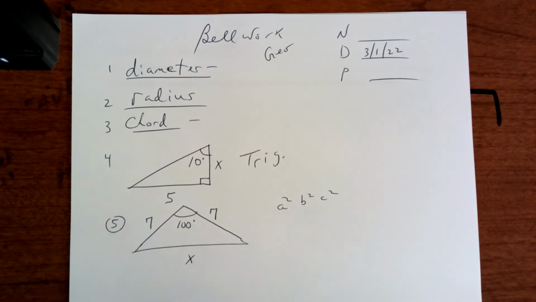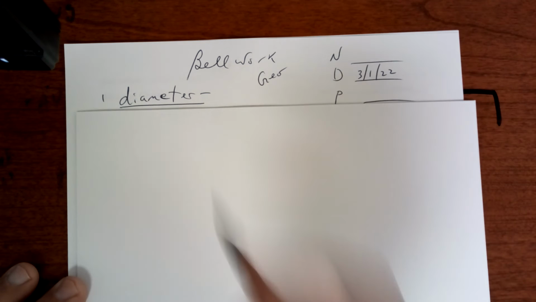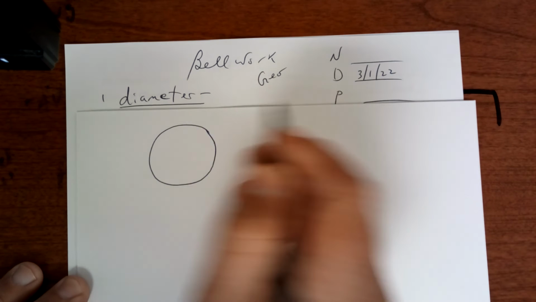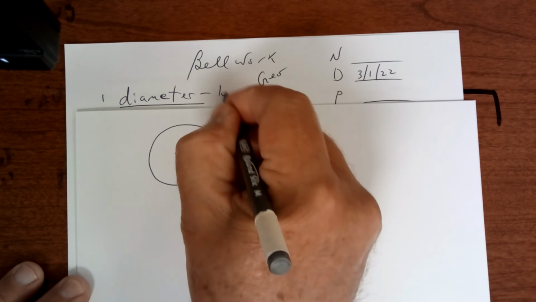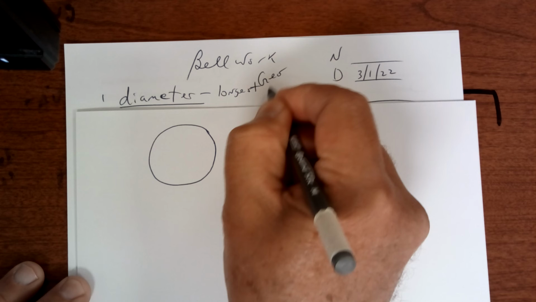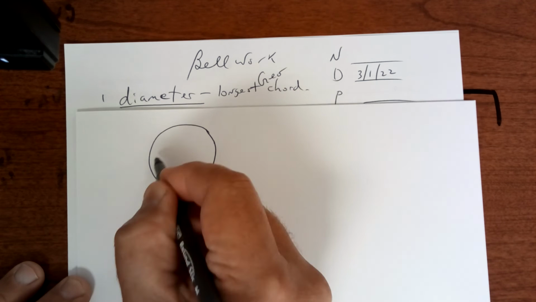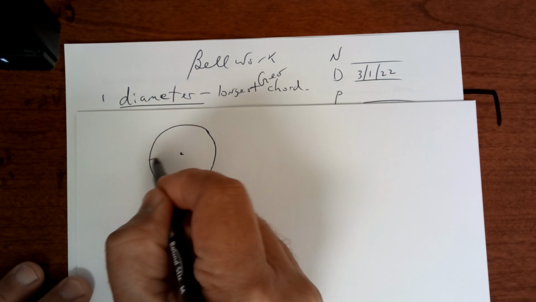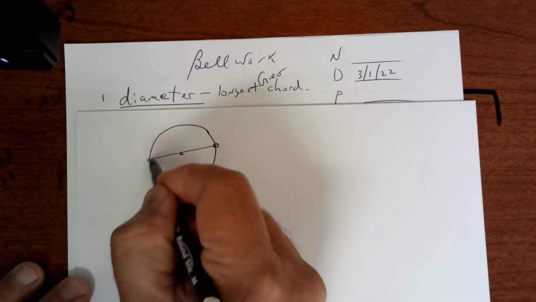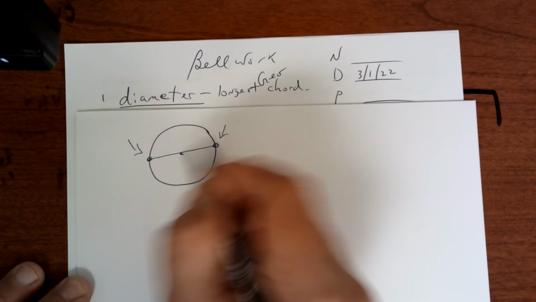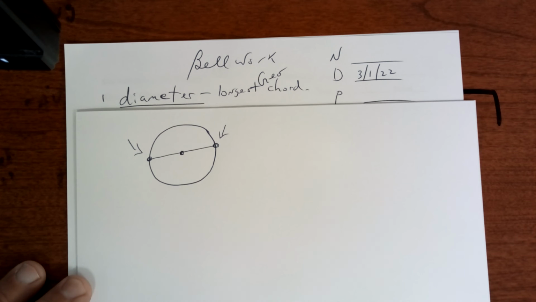All right, so we learned diameter. Diameter is the longest chord, and it goes through the center of the circle. It has the end points on the circle. That is the longest chord.